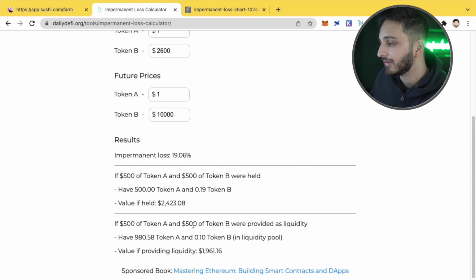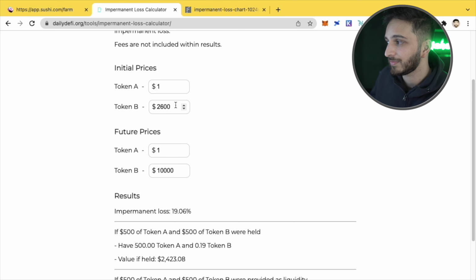But if we provided liquidity, I got confused because it's only $500 of each. Yeah, so we've had $500 of USDC and $500 of Ethereum. It'd be worth $2,400. However, when Ethereum goes to $10,000, well, you can see here, look at that. We've actually made quite a big loss here compared to if we just held. Now, of course, we still made profit because this is only $500 of each. So you did actually double your money, but had you just held those two assets, you would have made even more.